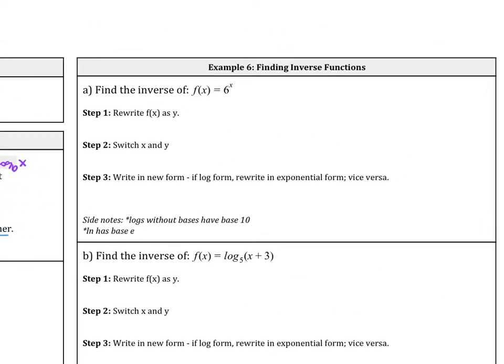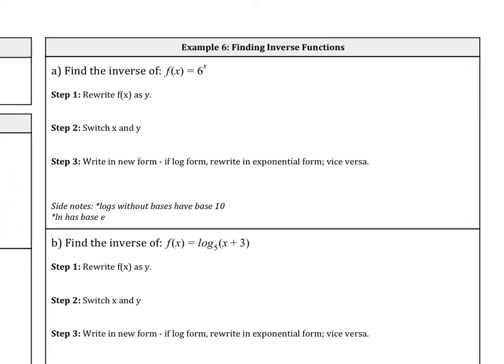So now let's find inverse functions. There are going to be two ways I'm going to show you how to do this, and it's up to you as to what method you would like. So method 1. We're going to find the inverse of f of x equals 6 to the x. So remember, the first thing you do is rewrite f of x as y. Y equals 6 to the x. Then you switch the x and the y.